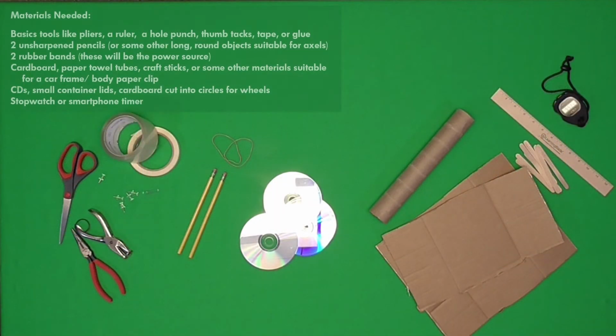For the materials, almost any common household items can be used, and the design of your students' cars will be dictated by the materials available. Also, the students' cars will probably be radically different from one another, even if they have access to the same materials. The first thing students will probably need access to are basic tools like pliers, a ruler, a hole punch, thumbtacks, tape, or hot glue.